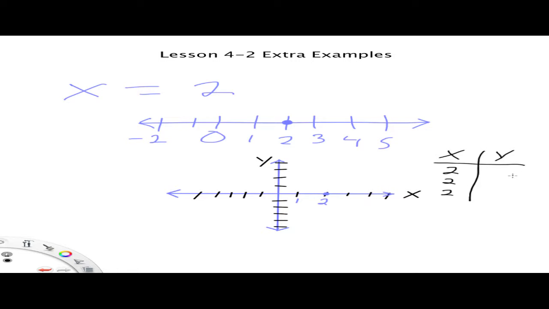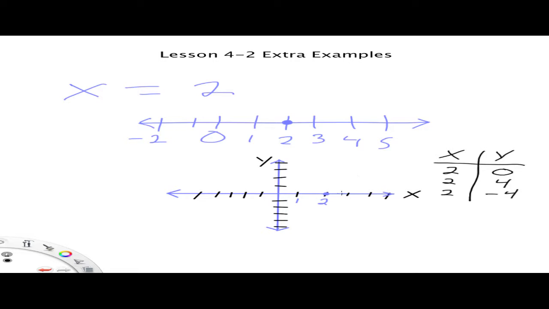So in our first case, it's 2, 0. In this next one, I'm going to pick another number. I'm going to make it easier for me, because I've got my graph the way I do. I'm going to make this 4. And I'll make the other one -4. These are all possible points for the equation x equals 2.